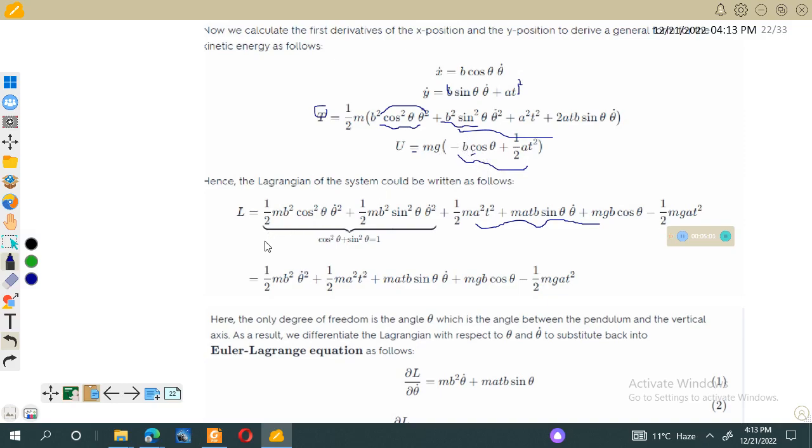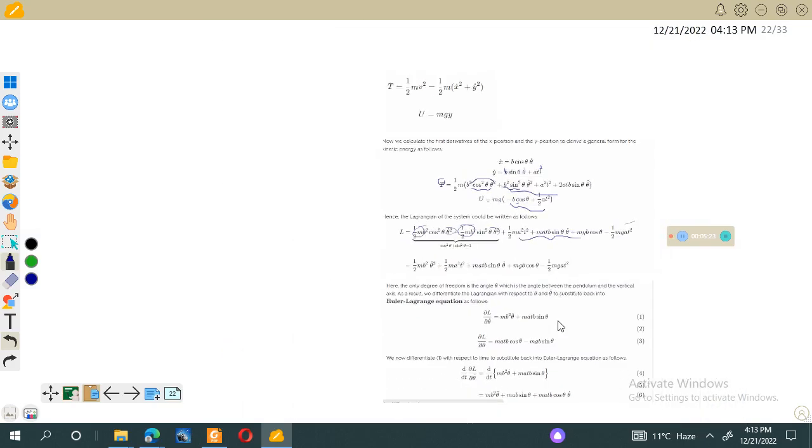Then the Lagrangian: this mb squared over 2 is common, along with theta dot squared. So we will be left with sine squared plus cos squared, plus this term and this. This is the Lagrangian. We will put this into the Lagrange equation, which is shown below.